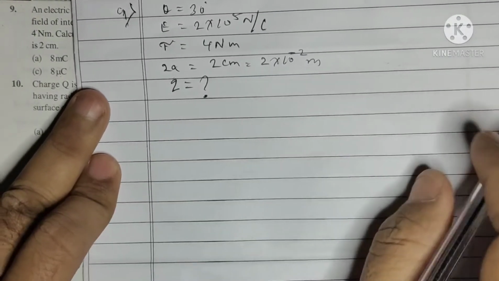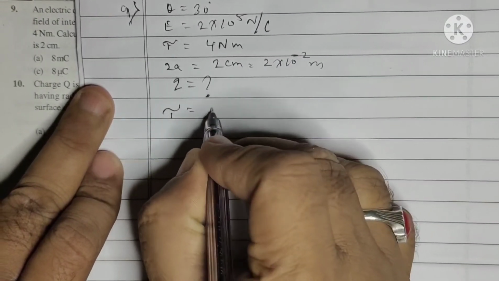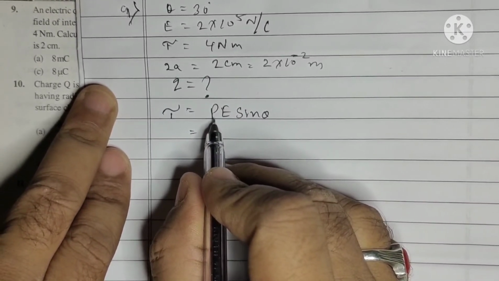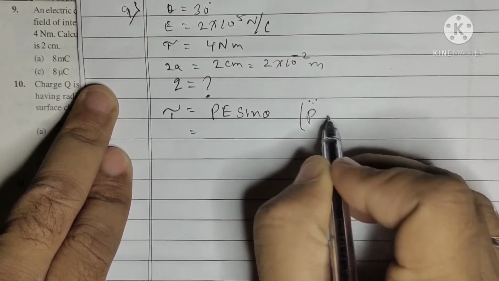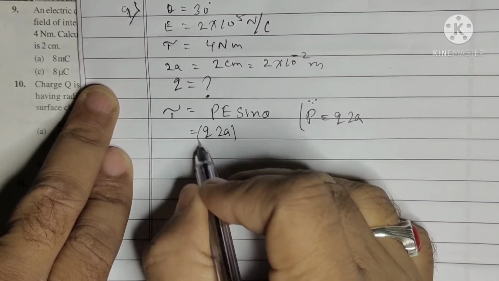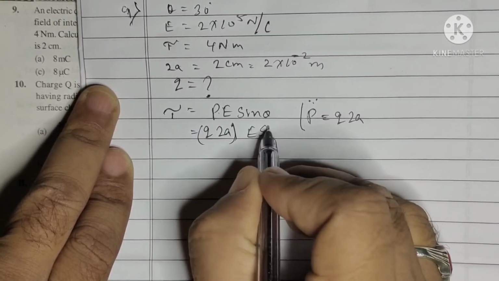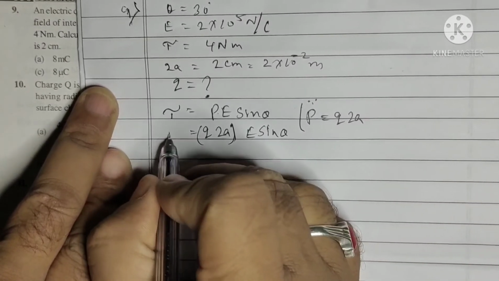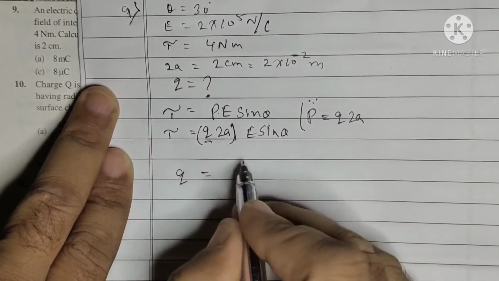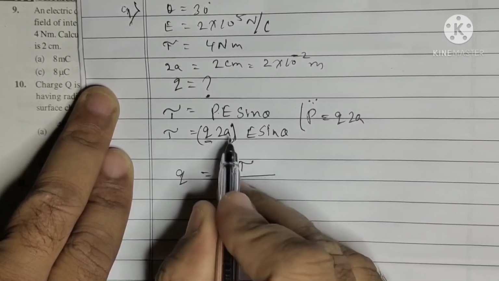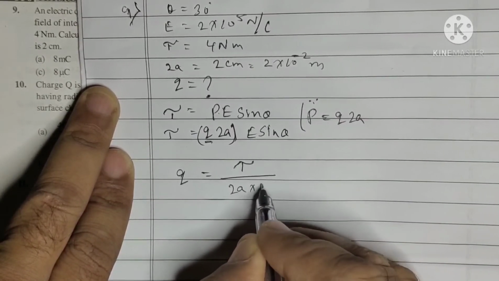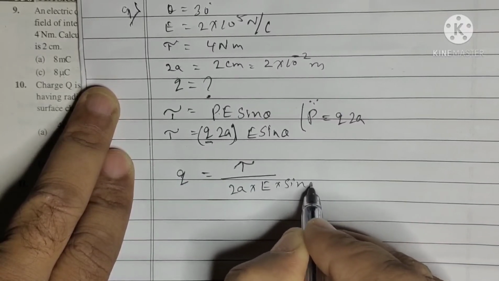We know that the expression for torque tau is given by P E sin theta, where P is called the dipole moment, which is Q into 2a. So Q into 2a is the P value, into E sin theta, and this is the tau value. He is asking to calculate the charge Q. Therefore, Q equals tau divided by 2a into E into sin of theta.